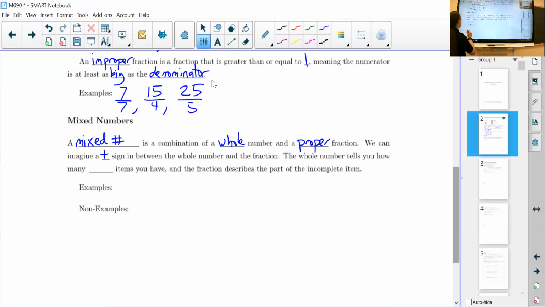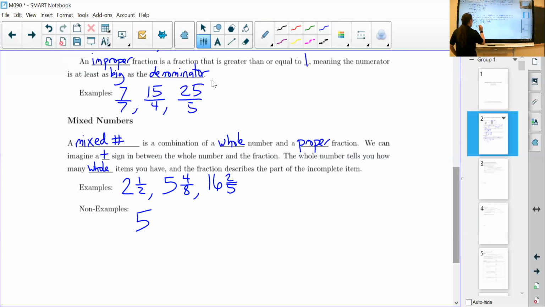The whole number tells you how many whole items you have, and the fraction describes the part of the incomplete item. So some examples are 2 1/2, 5 4/8. Again, that can be simplified. Doesn't matter, it's still proper. And 16 2/5.